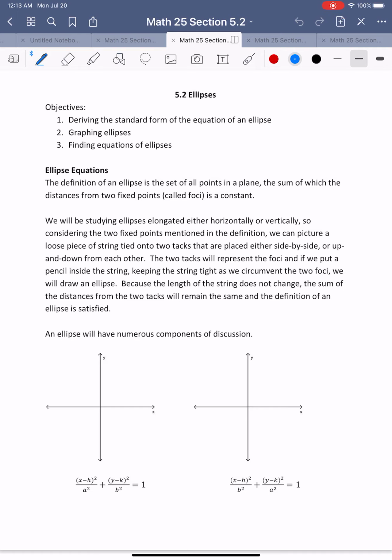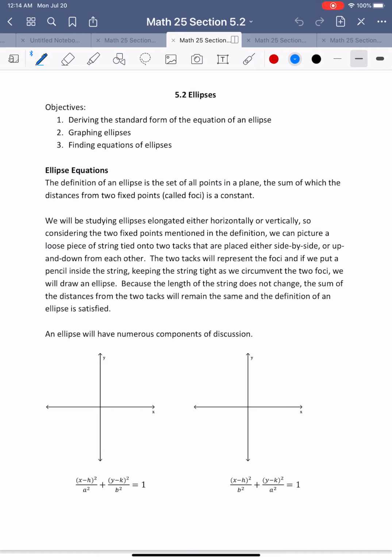Considering the two fixed points mentioned in this definition, we can picture a loose piece of string tied onto two tacks that are placed either side by side or up and down from each other. The two tacks will represent the foci. If we put a pencil inside the string, keeping the string tight as we circumvent the two foci, we will draw an ellipse. Because the length of the string does not change, the sum of the distances from the two tacks will remain the same, and the definition of the ellipse is satisfied.